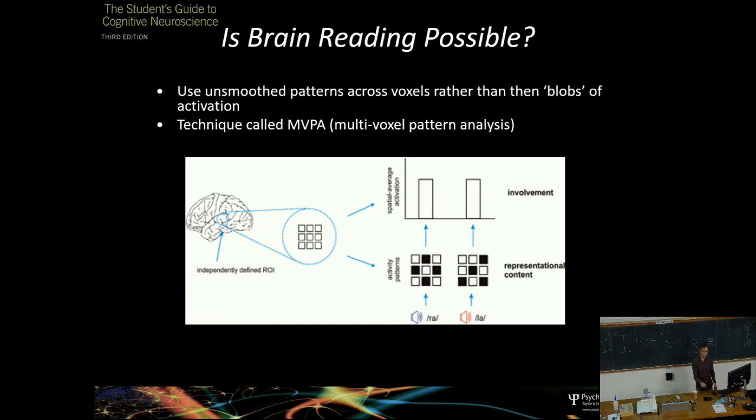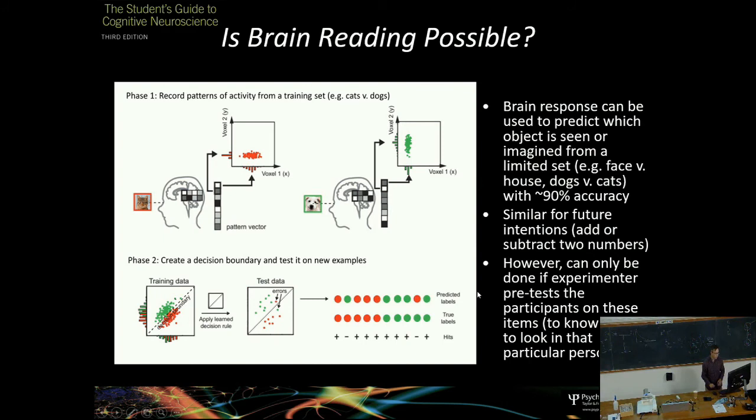And this is what you've got there: a hypothetical pattern of activity in this region that responds to ra, and one that responds to la. Now, if you average these out, they will look as if they're the same. But if you do more fancy stats, you can show that they're different. And this is the kind of approach that's been used to figure these things out. So let me explain that with some more concrete examples.